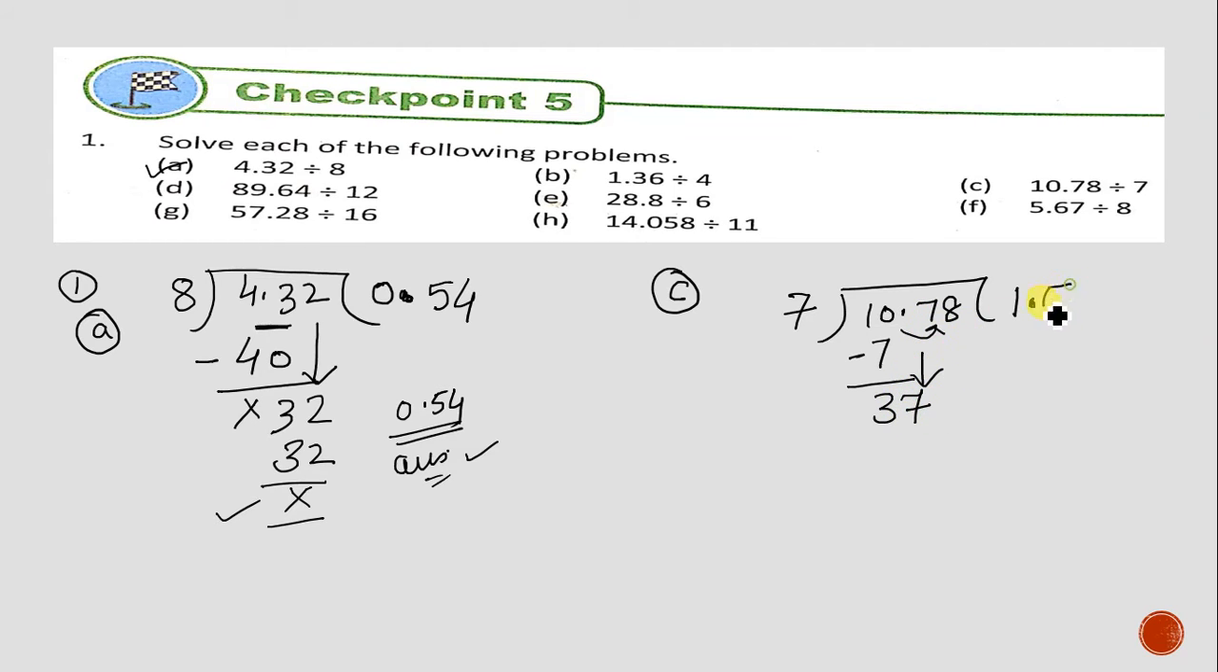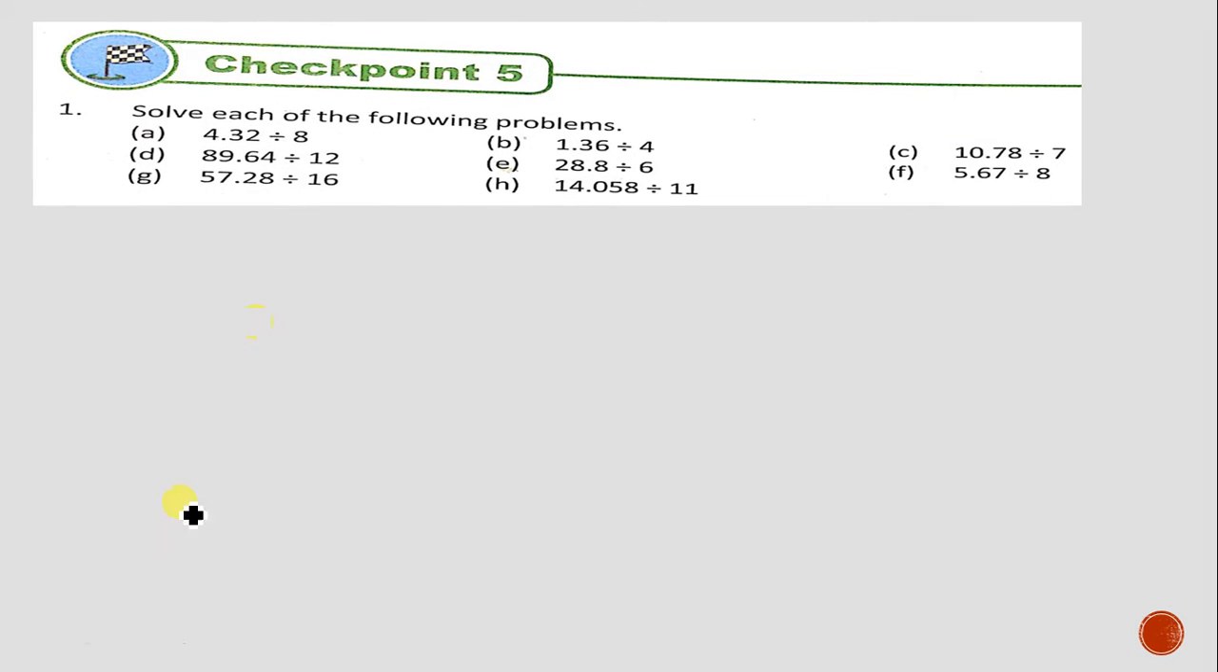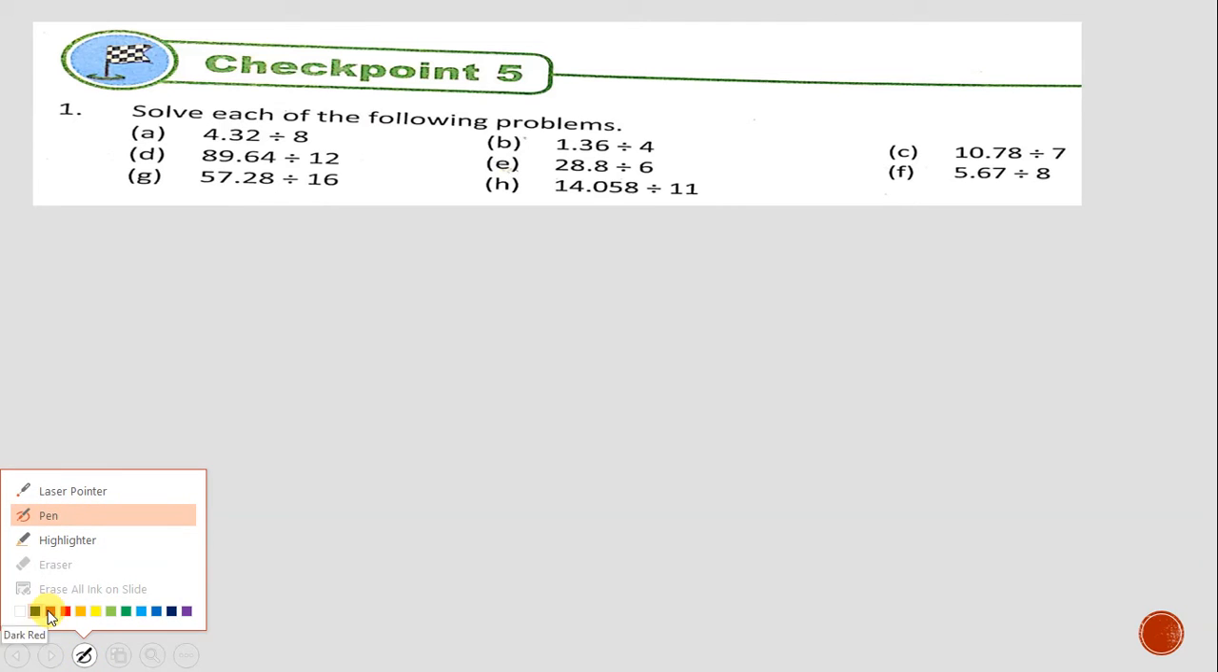Now 7 5s are 35. The same we have to do. 37 minus 35 is what? 2. Take next digit down. Now yes, 28 can easily go with 7. 7 4s are 28. So here you can see remainder I got 0. That means my calculation is done. I got my answer, and that is 1.54. That is your answer. Clear?